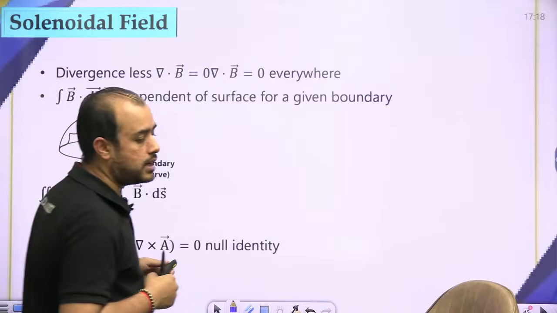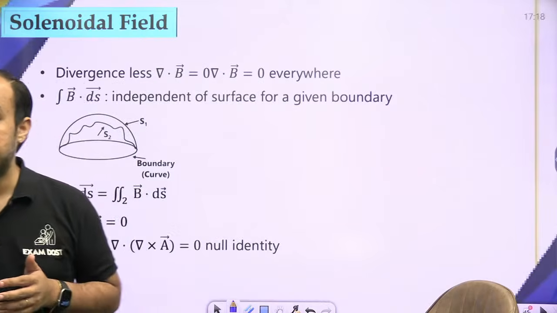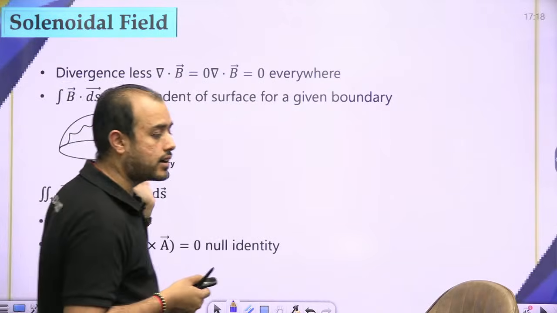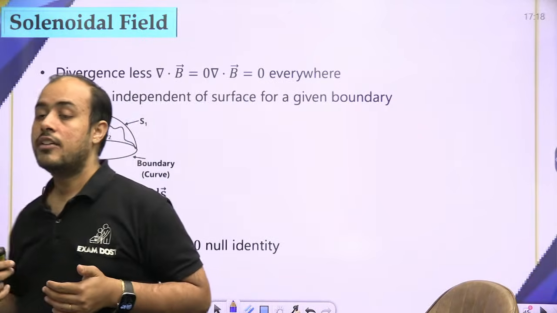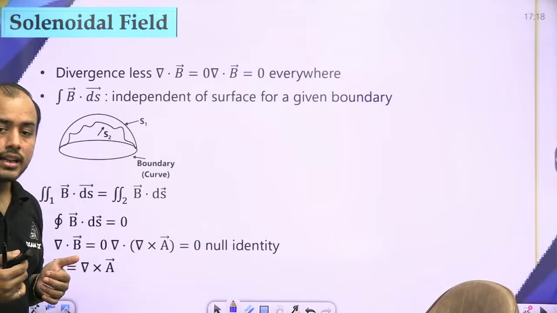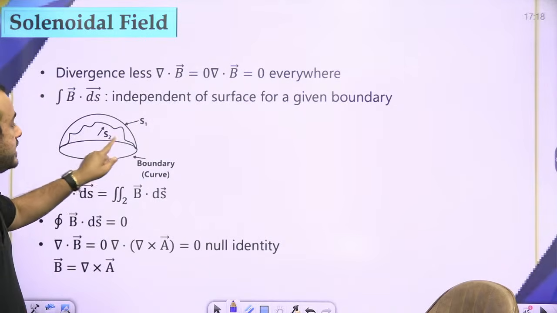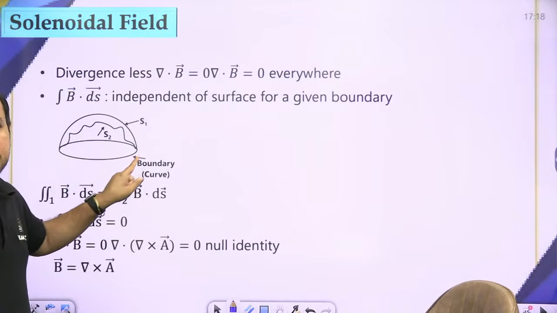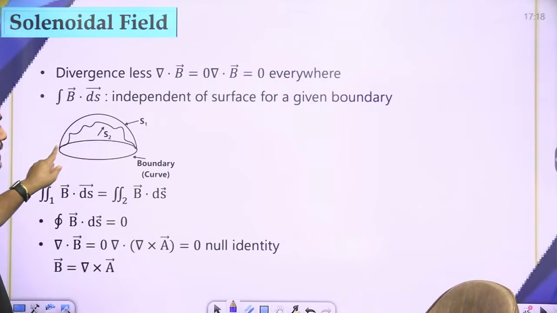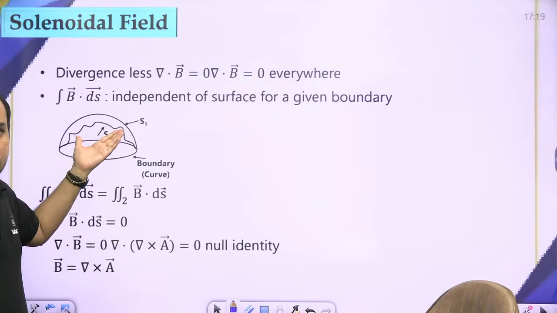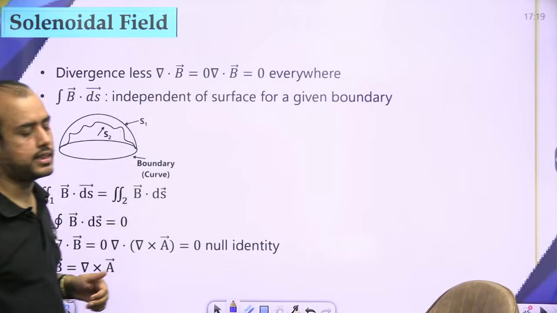Now solenoidal field मने the divergence is 0. If the divergence of a vector field is 0, just like we said when the curl is 0, line integral is independent of the path. Similarly, when the divergence is 0, the surface integration is independent of the surface. It depends only on the boundary of the surface. जैसे if you are taking a hemisphere, it will only depend on this circle. It does not depend on the surface. इस सर्कल के बीच में कौन सा सरफेस बन रहा है उस पर डिपेंड नहीं करता है.